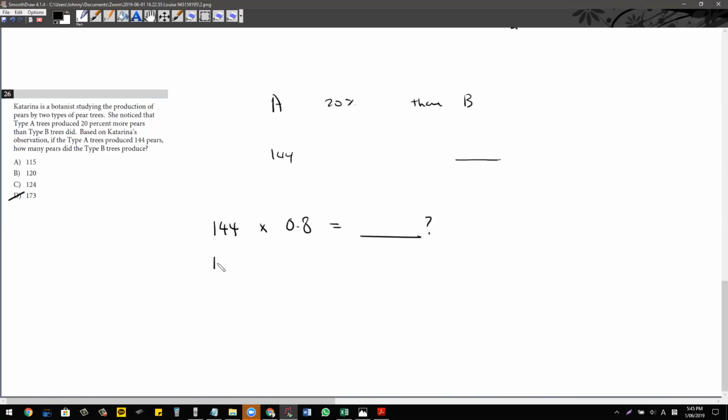Or we can think about taking whatever the B was, this one here, times that by 120%, and that could equal 144, because that's 20%, you see? So I think these are the two main ways of thinking about this problem.